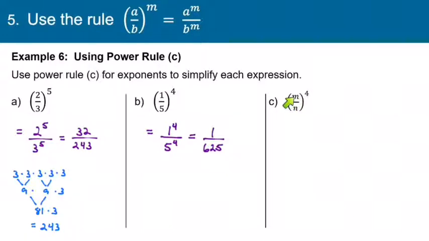On part C, we have m over n all raised to the 4th. So the power rule C says that we can apply that 4 to both the m and the n. So that would be m to the 4th over n to the 4th. And because these are variables, that's all we can do here.